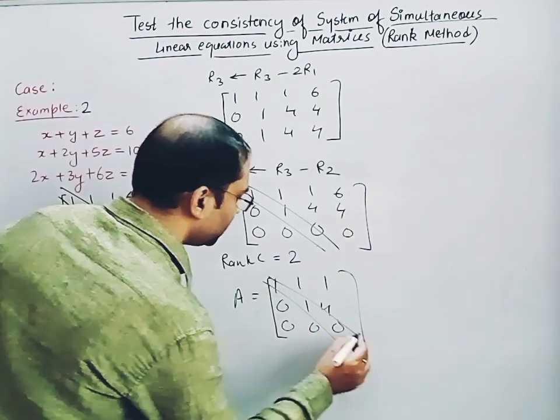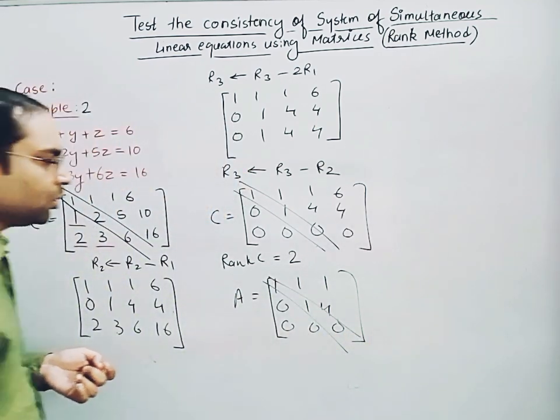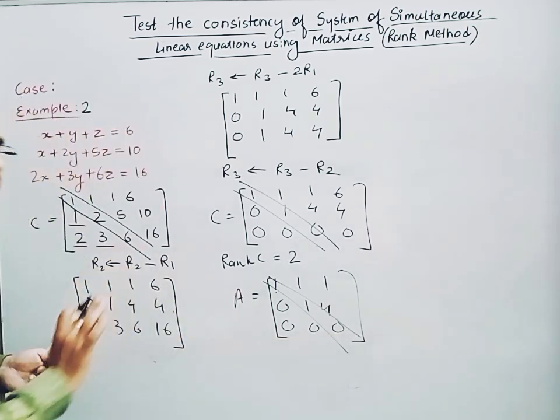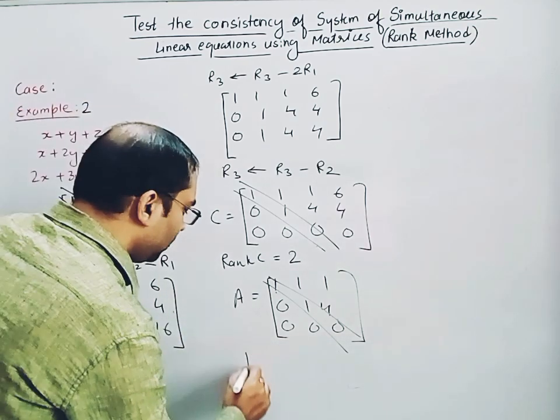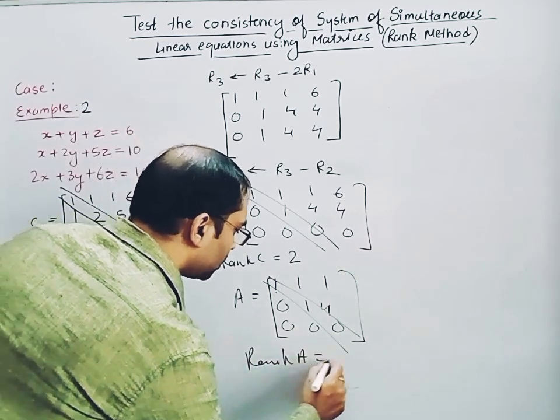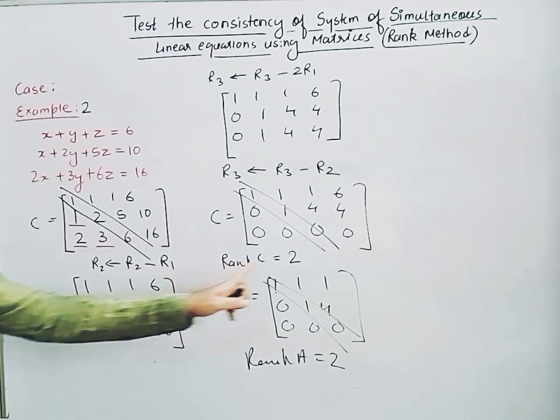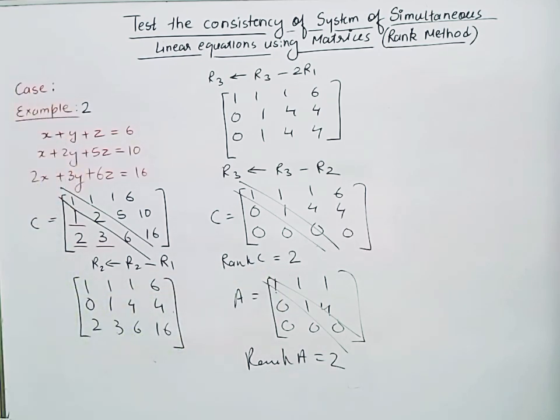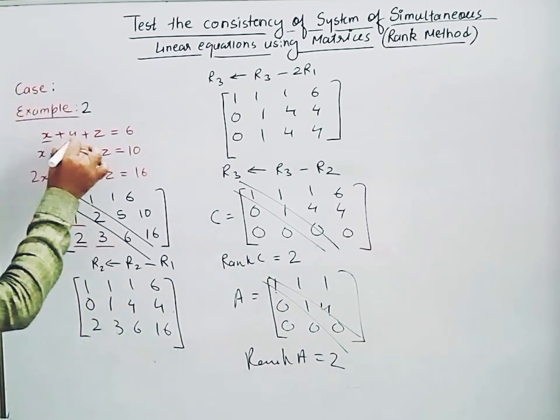And the rank of this matrix, let's find out. Non-zero rows: 1 and 2. We can see the third row is a 0 row. So again, the rank of A here also comes to be 2. So we can see rank of C is 2, rank of A is 2, but the number of unknown variables is 3, that is 1, 2 and 3.